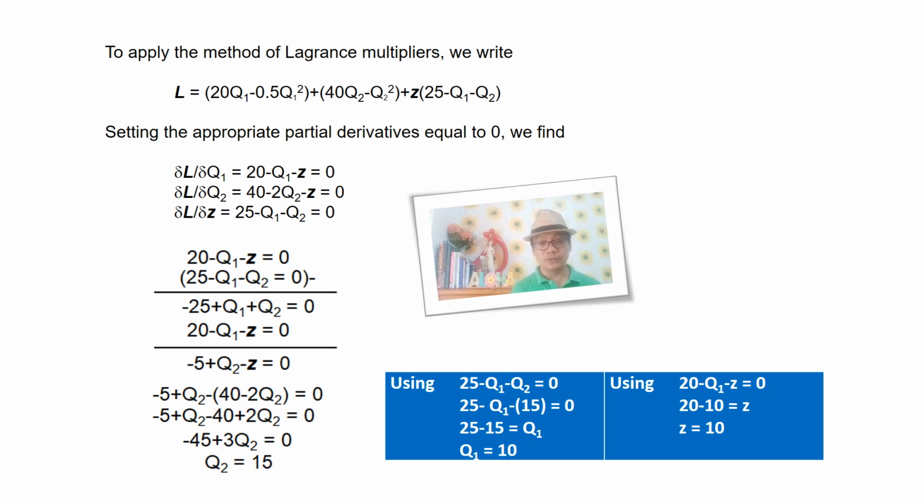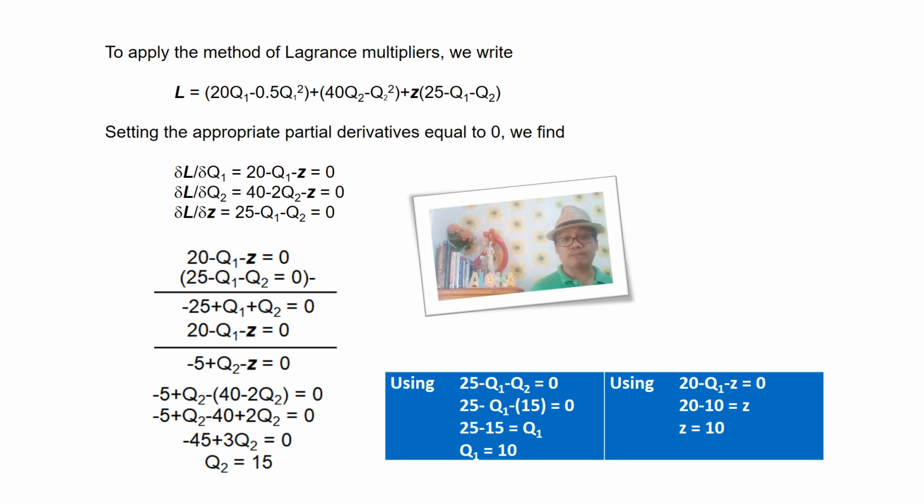We validate our solution by applying the method of Lagrange multiplier. We write the Lagrangian function as follows: L equals 20 Q1 minus 0.5 Q1 squared plus 40 q2 minus q2 squared plus z times the constraint 25 minus q1 minus q2, where the binding constraint is q1 plus q2 equals 25. And z again denotes the Lagrangian multiplier.